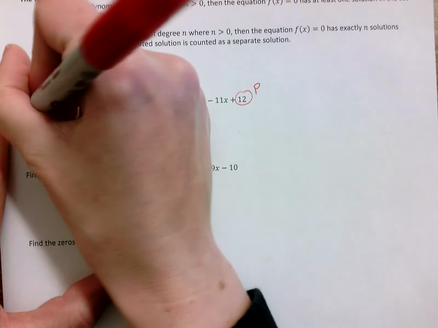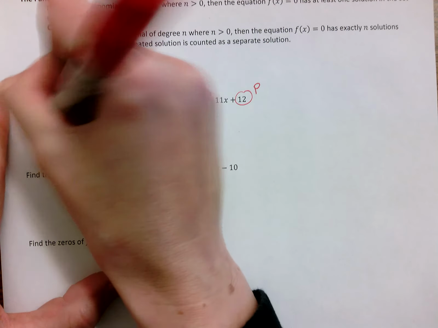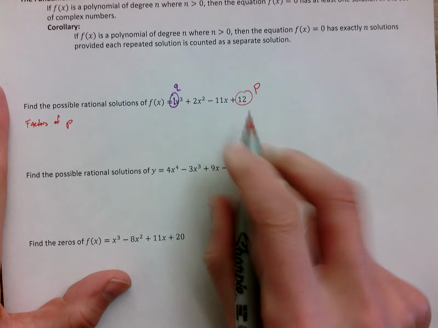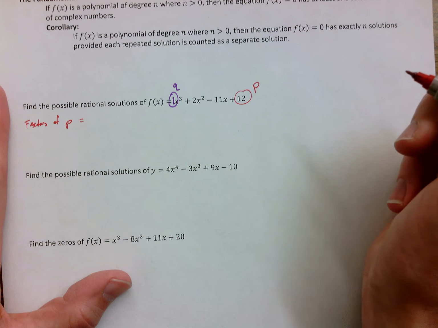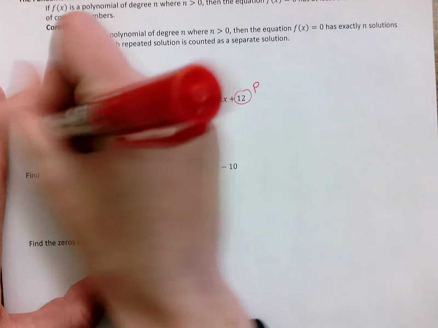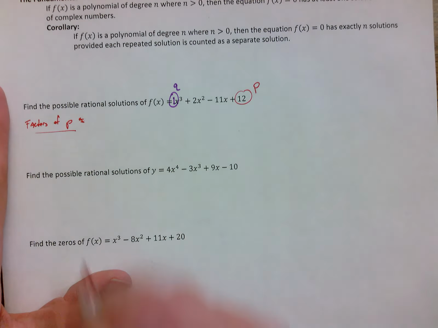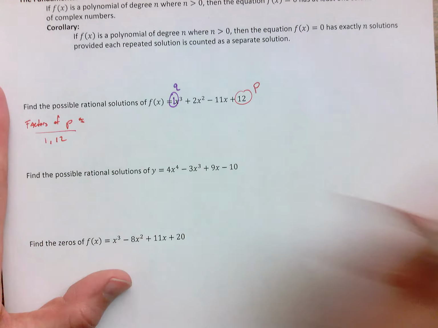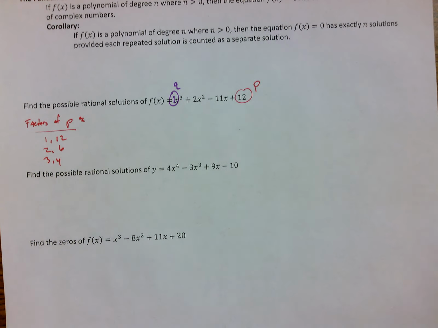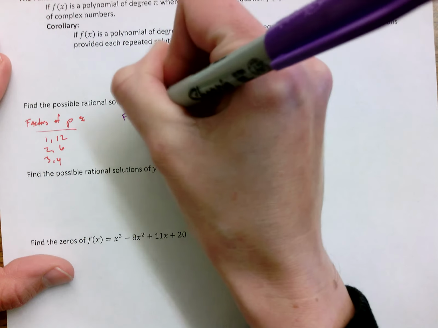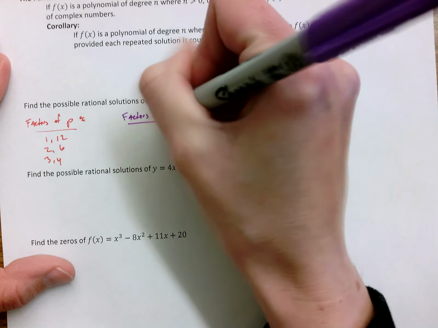So the first thing I'm going to look at is the factors of P, which is 12. What are my possible factors of 12? I'm going to make a list, and I'll make them this way so I can make little pairs, right? I know 1 times 12, 2 times 6, and then 3 times 4. So those are all my possible factors of P. And then my factors of Q, right? Well, it's just 1 times 1.